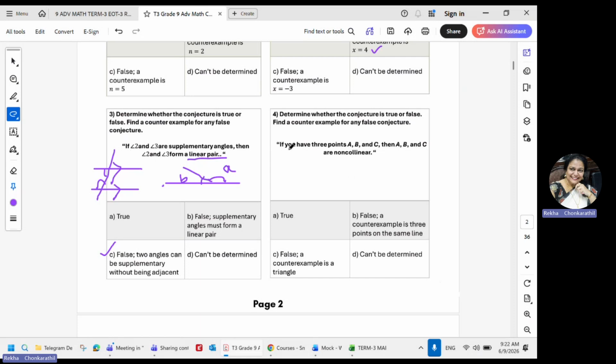Next, we have: if you have 3 points A, B, and C, then A, B, and C are non-collinear. Is it always non-collinear? No, I can have 3 points on the same straight line A, B, C. If the points are on the same straight line, we call them collinear. We don't call them non-collinear. So it's also a false statement because I can give an example of 3 points lying on the same straight line.